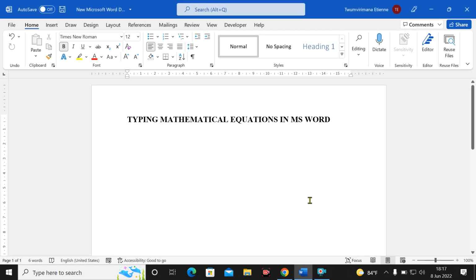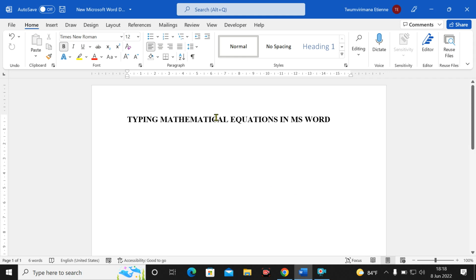Hello, hello guys. Today I want to show you how we can type mathematical equations in Microsoft Word. Some people are struggling to know how to type the math equations, and others are afraid to type them. And that's very simple to do in Microsoft Word, and very easy for everyone.